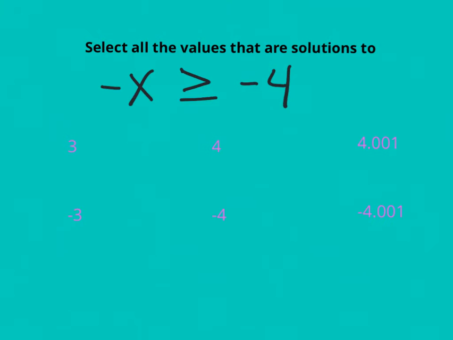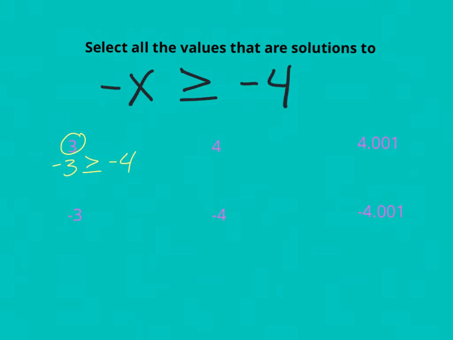So if we take this 3 for the first one and we plug that in, we're going to put negative 3 is greater than or equal to negative 4. Even though this was a positive 3, when I put it in here, I've got to go ahead and keep the negative there. So negative 3 is greater than negative 4, so that is true.